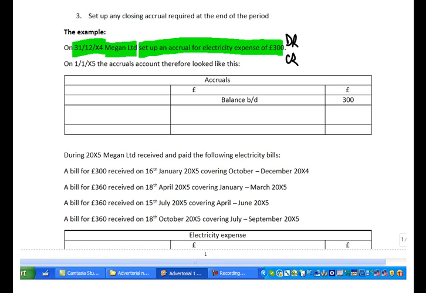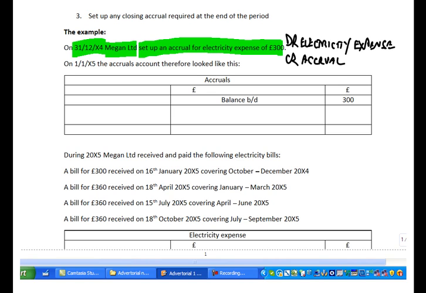Now the accrual double entry: if they're adding in some extra expense, they would have debited the electricity expense. That's increasing the expense, perhaps for the last 3 months of the year that they need to bring in, and credited the accrual, which is showing a liability. The accrual is the liability that we do owe, because we have used electricity in the last 3 months of the year. The fact that we perhaps haven't received a bill yet doesn't matter. We still owe for the electricity we've used.